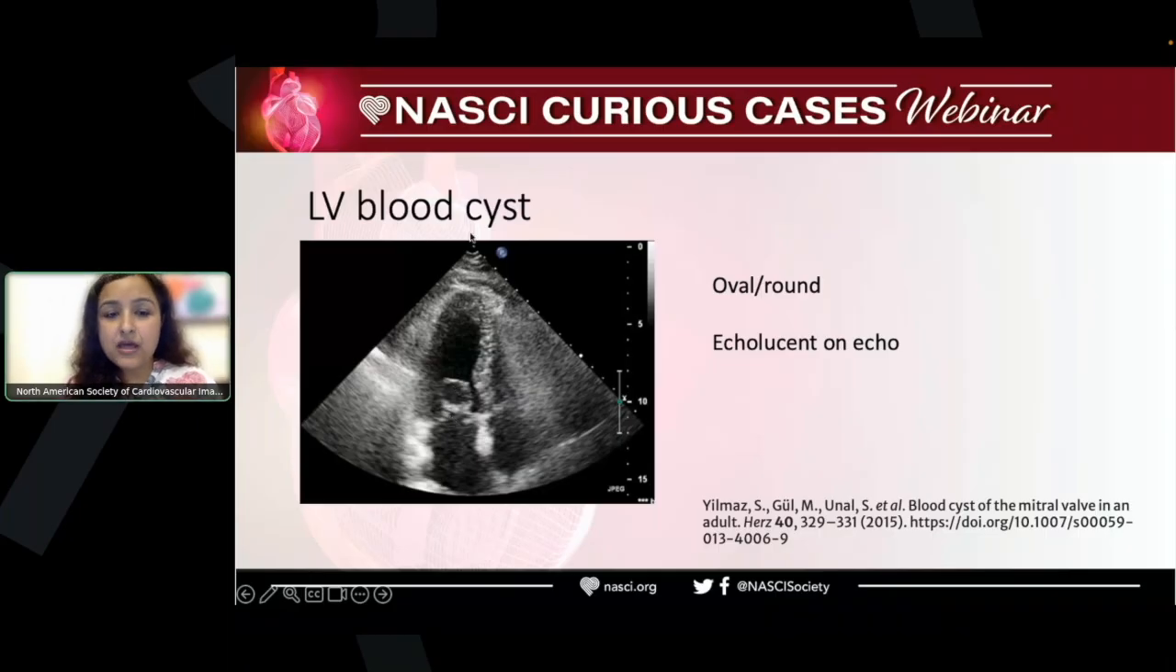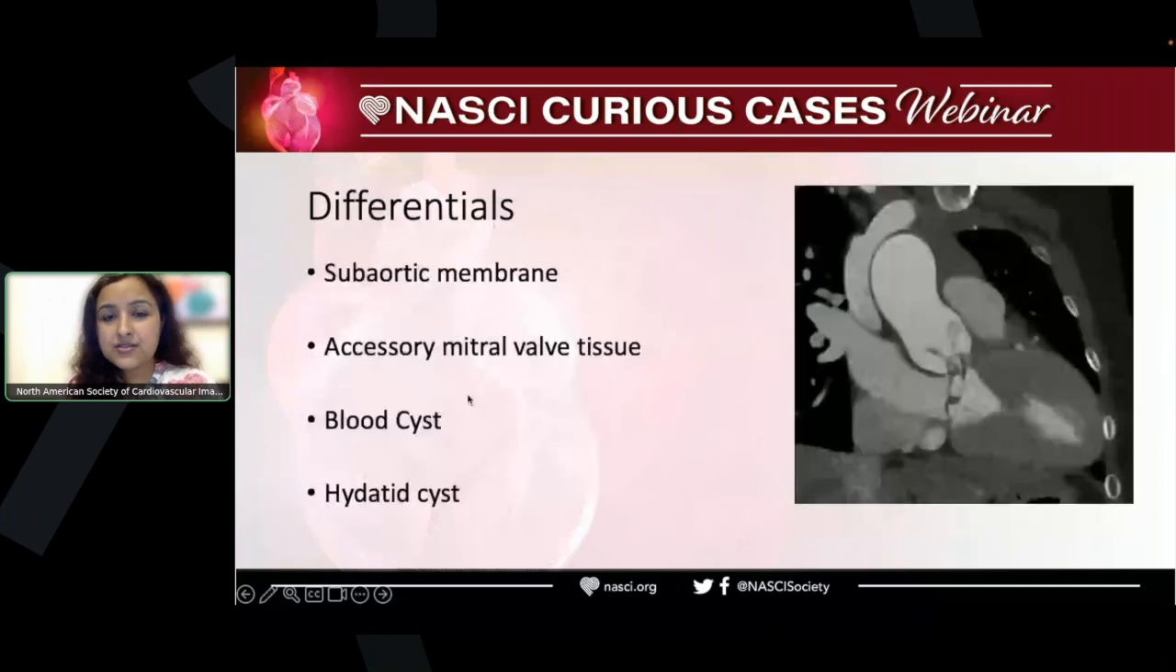But usually a blood cyst should be round or oval, and on echo it will appear like a cyst. It will appear like a lucent area surrounded by a thin membrane. So this was also ruled out. The diagnosis that we made was an accessory mitral valve tissue.